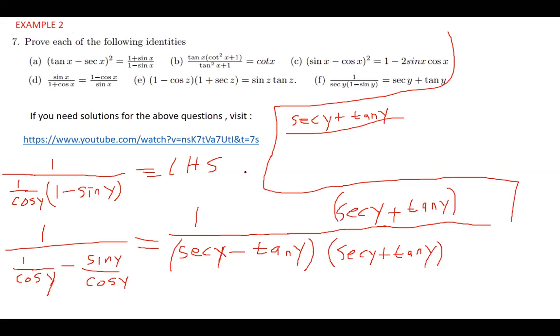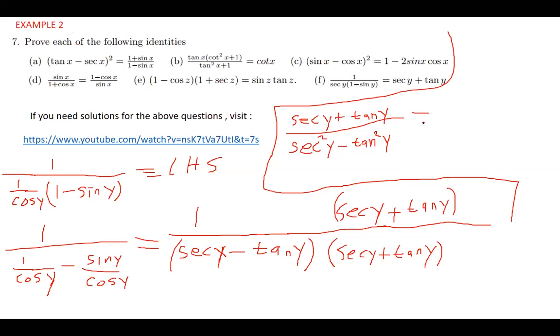And then everything over sec y. When you look at the denominator here, it's the difference of two squares. So in other words, we can write it as sec squared y minus tan squared y. This is tan squared y.